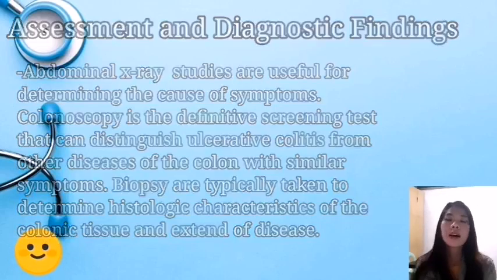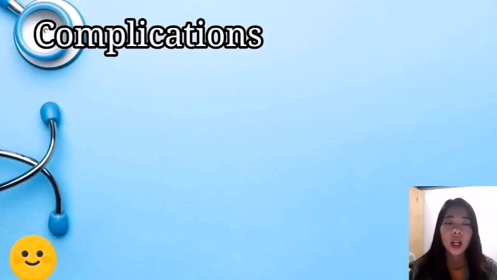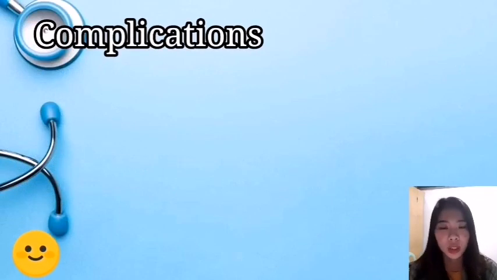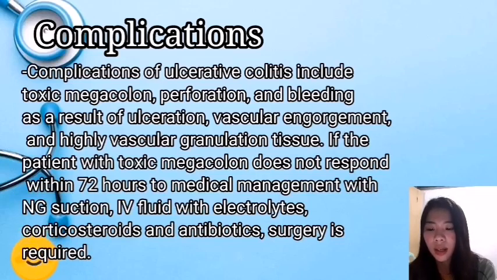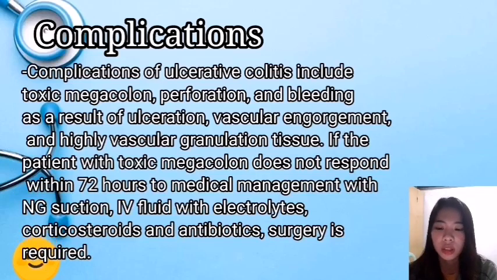So these are the complications of ulcerative colitis. The possible complications are severe bleeding, a hole in the colon, severe dehydration, bone loss, inflammation of your skin, joints, and eyes, an increased risk of colon cancer, and a rapidly swelling colon, toxic megacolon.